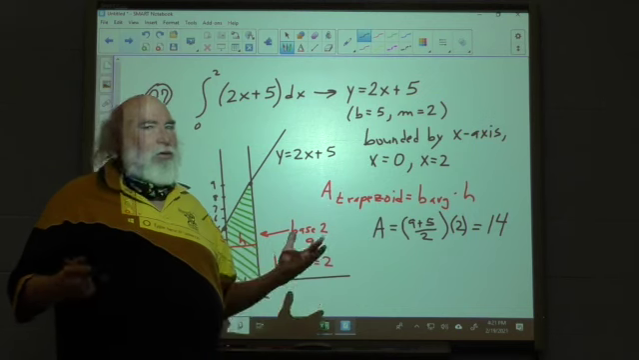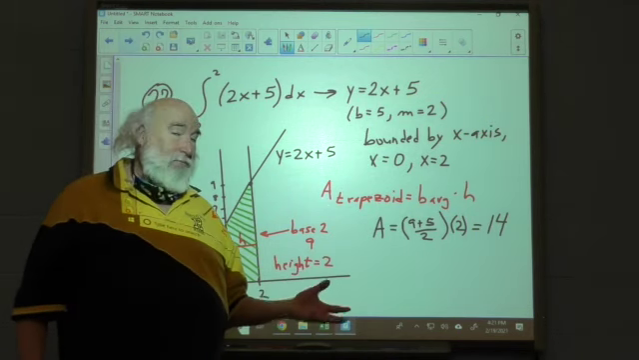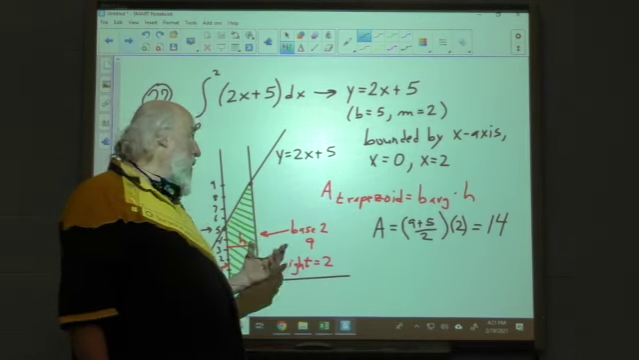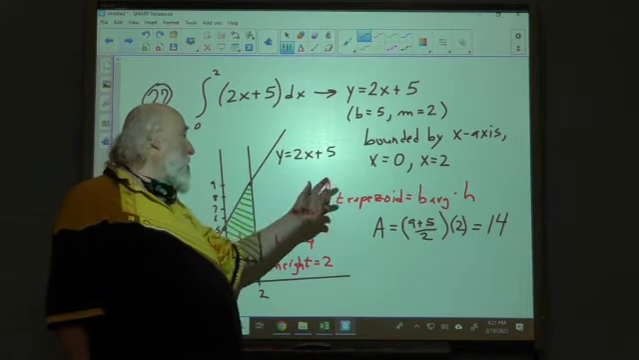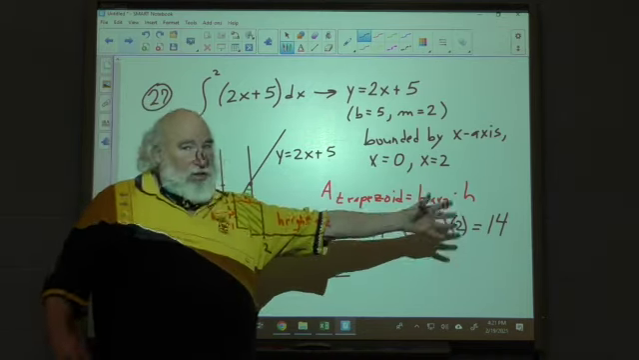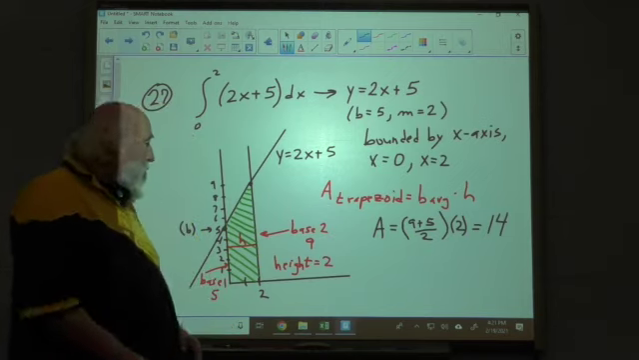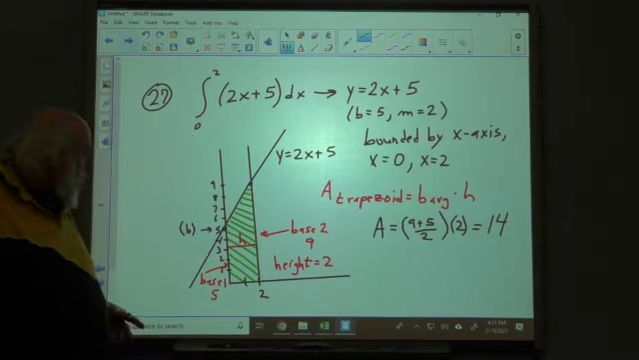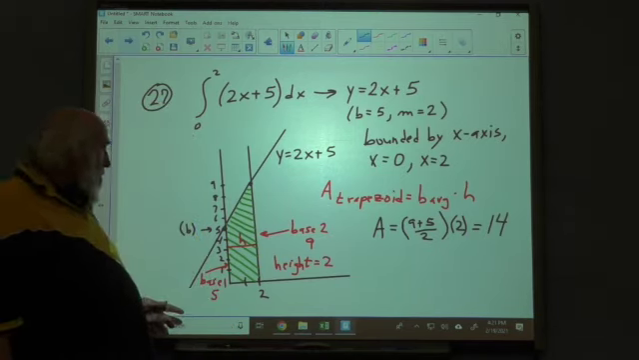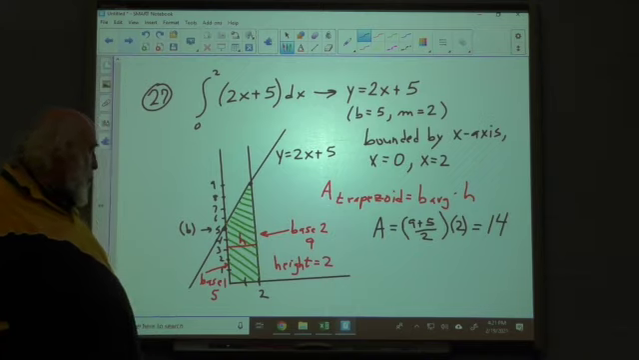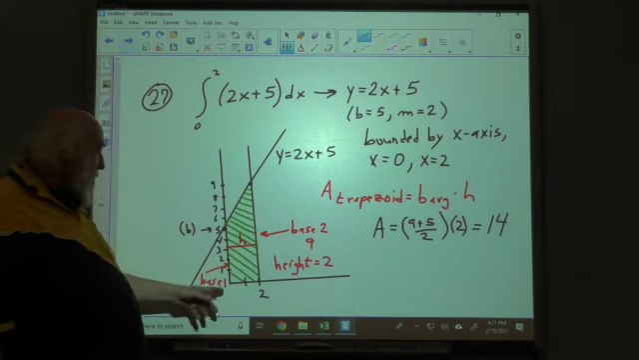Everything for rectangles and parallelograms is base times height, right? Well, this is base times height too, except that the base is an average base. But it's still base times height. So what are the bases? Well, we have here a base here. We have two bases.